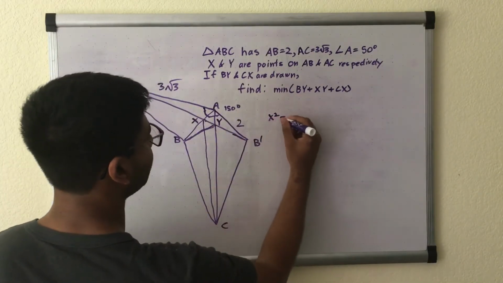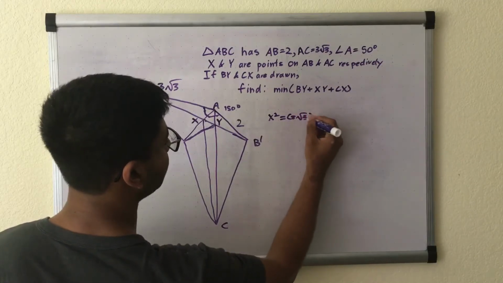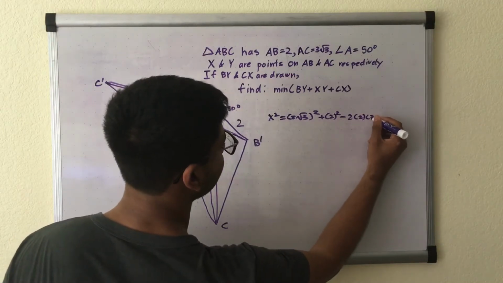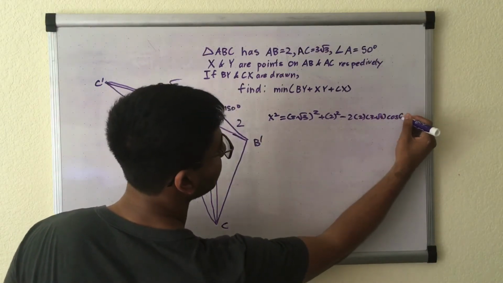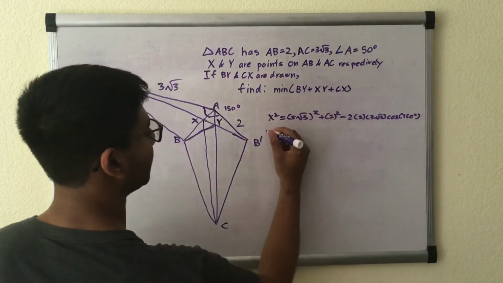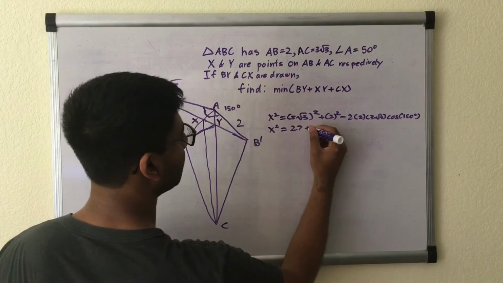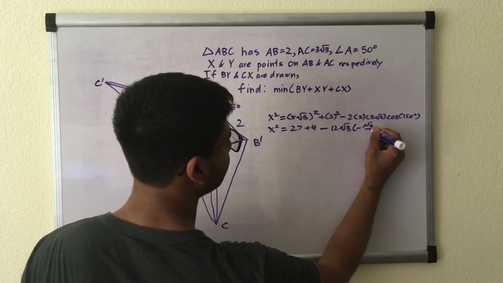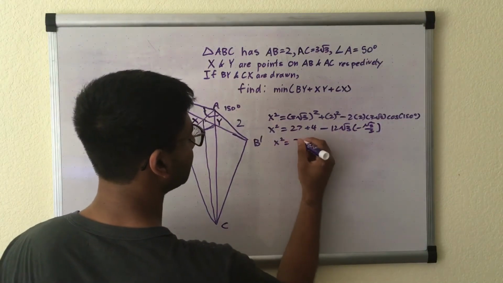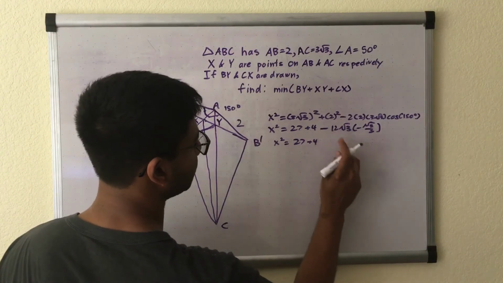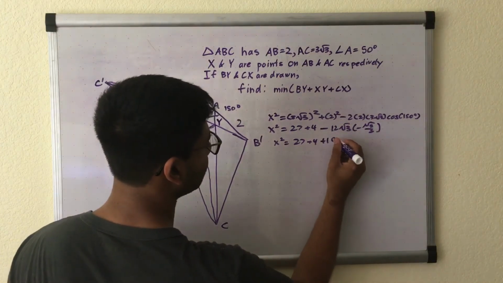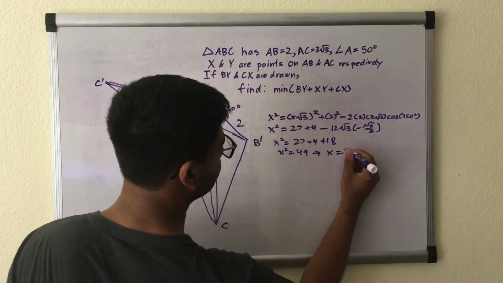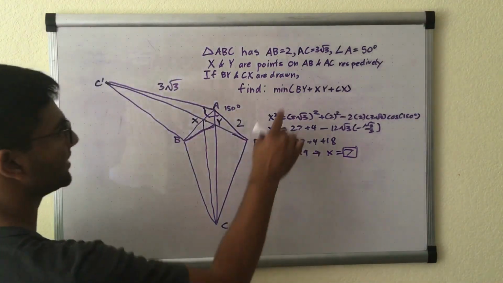So we have X squared equals 3 square root of 3 squared plus 2 squared minus 2 times 3 root 3 times 2 cosine 150 degrees. Simplifying this, we get X squared is 27 plus 4 minus 12 root 3 cosine 150 degrees. Cosine of 150 degrees is negative root 3 over 2. We have X squared equals 27 plus 4. Negative cancels. 12 root 3 times root 3 over 2 is 18. And we have X squared equals 49, or X equals 7. So 7 is our answer to the problem.